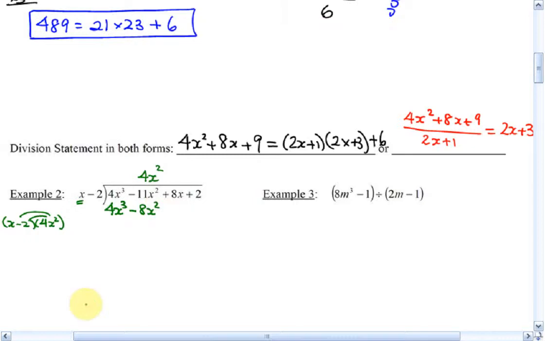Okay. Let's keep going. Let's keep subtracting now. So we'll subtract, and be careful when you subtract. The 4x cubed minus 4x cubed is nothing. But what's the negative 11 subtract negative 8? How many is that? Negative 3. Good.